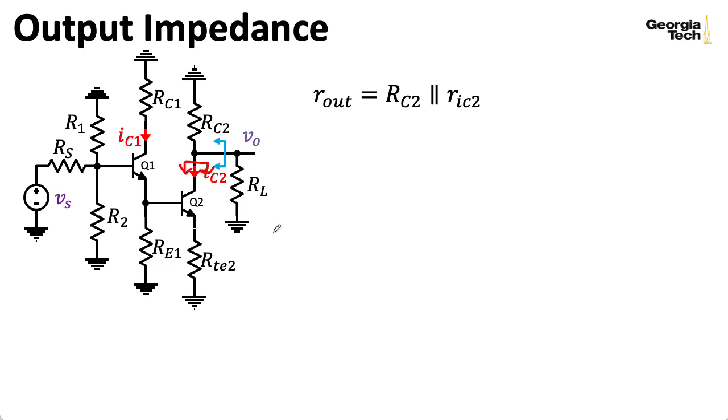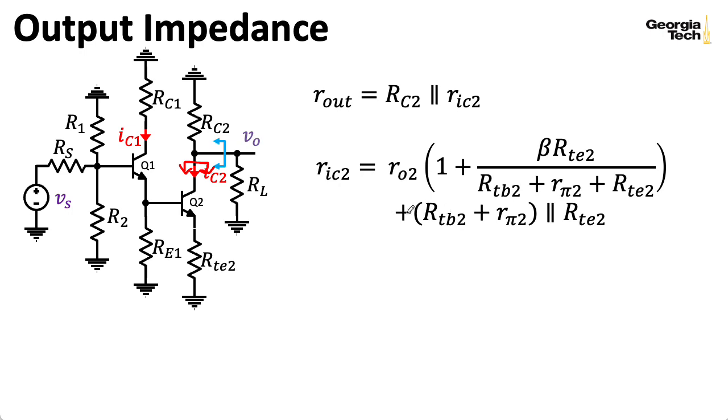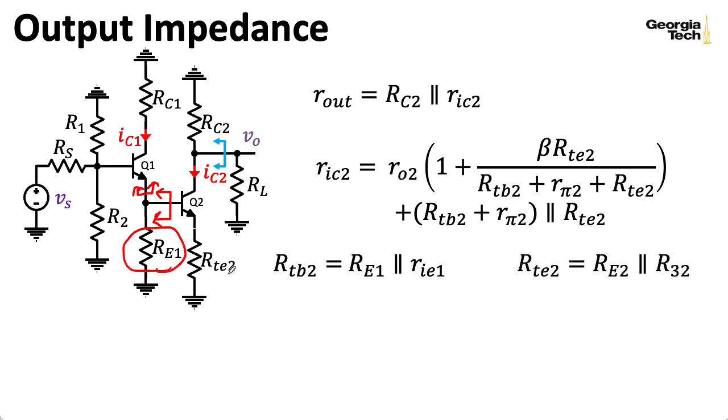What's RIC2? Well, we have 2 formulas for that. Here's one of them. Sorry, I had to split this up a little oddly in order to get it to fit on the slide. Anyway, in order to compute that, we need some other quantities, like RTB2, that's the resistance seen looking out of the base of Q2, and that's RE1 in parallel with RIE1, which is the resistance seen looking up into the emitter of Q1. And we also need RTE2, which we computed on a previous slide to be RE2 in parallel with R32. So you can go back and look at an earlier slide for that. And you can use whatever other configuration of resistors you need here.